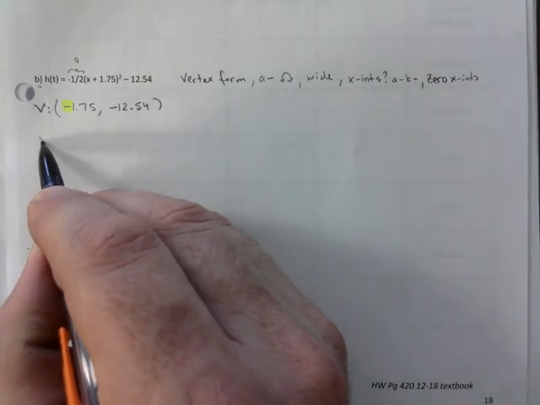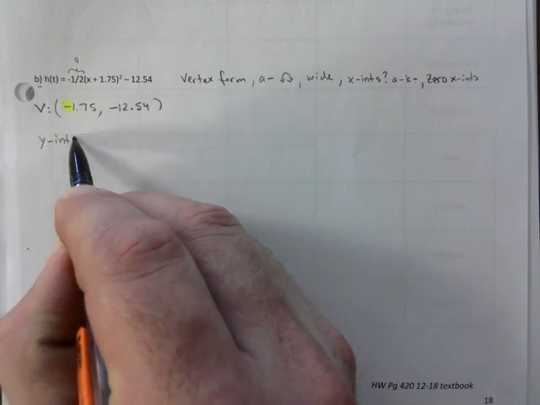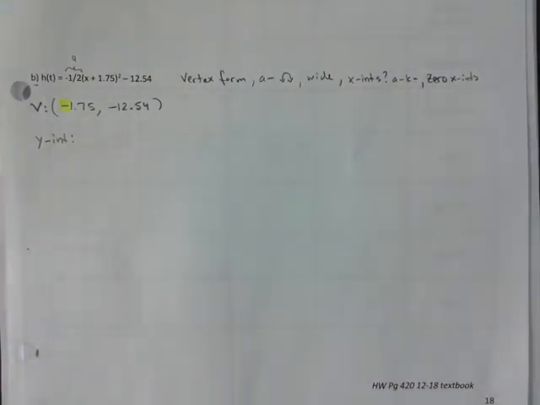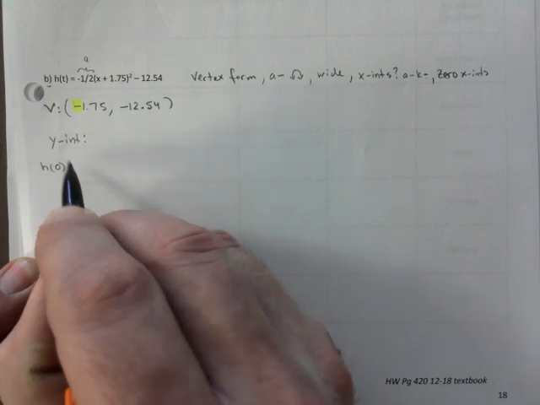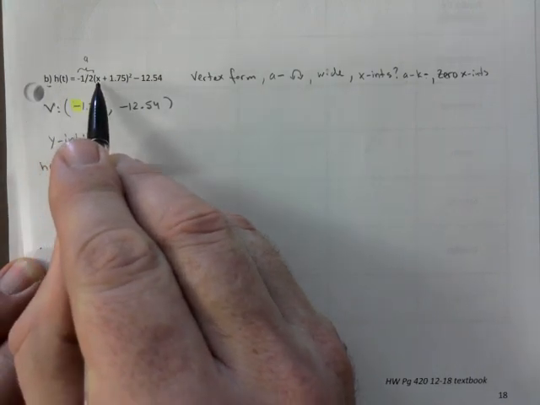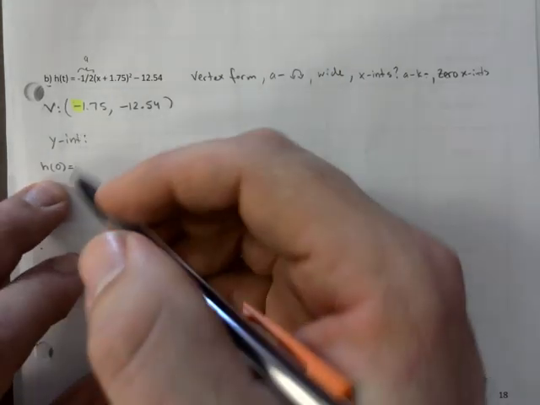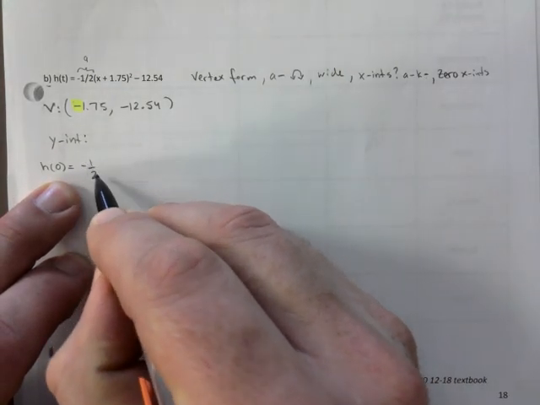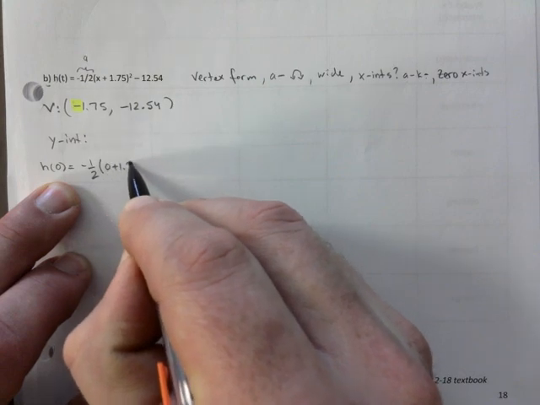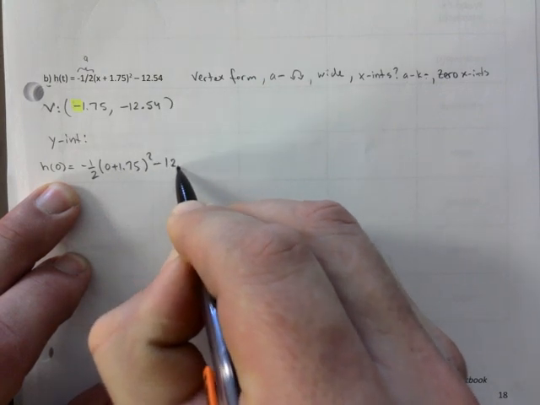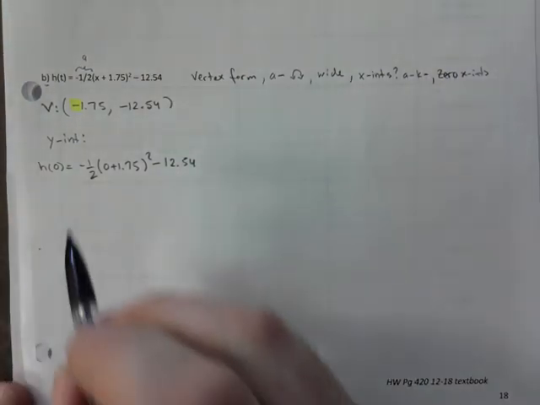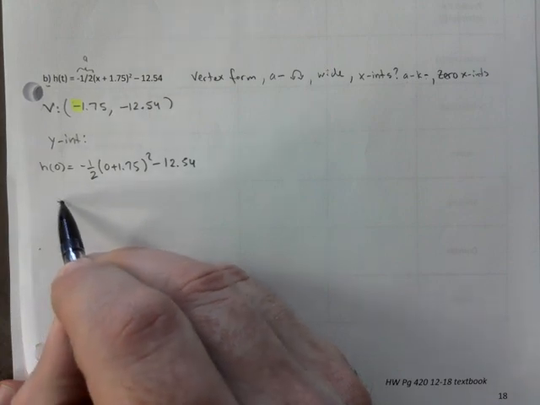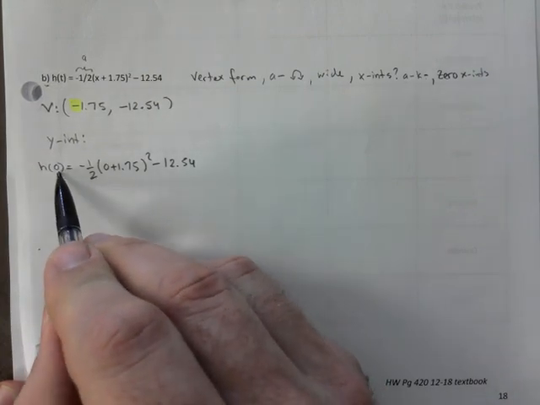I asked you to do y-intercept. I asked you to figure out this information algebraically. You can always double check, but if it says algebraically, you have to do it by hand. You have to show me the steps at least. So here it is. H of 0, because it's h of t, right? Why is it there x and then t? That's my bad. But anyways, h of 0. It's negative half (0 plus 1.75) squared minus 12.54. It's good to go through this again just to get this right. And you're finding the y-intercept because x is equal to 0.